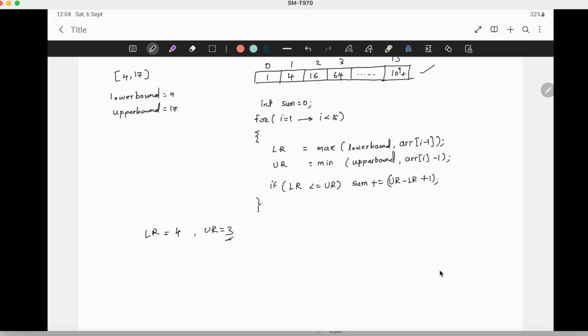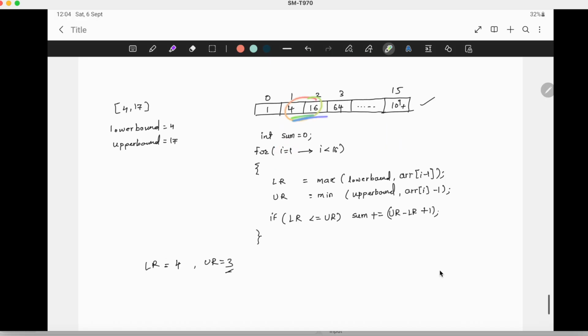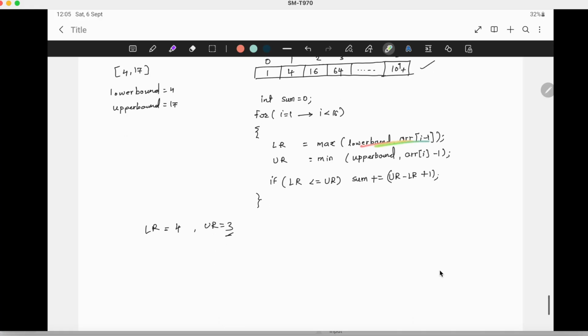Now going ahead, when I gets incremented, I is basically equal to 2. Now between these 4 and 16, how many elements are there? That is something we will try to figure out in this particular range. So here again we will check the maximum value between the lower bound that we have currently and array of I minus 1. Okay, it is 4. Array of I minus 1 is 4, right? So the maximum value that we are getting is obviously going to be 4. Again here the lower bound is 4.